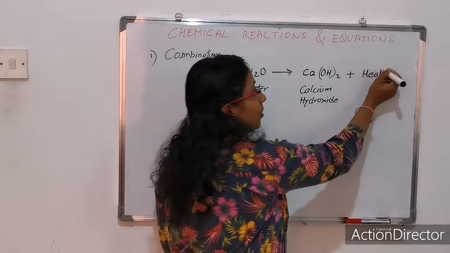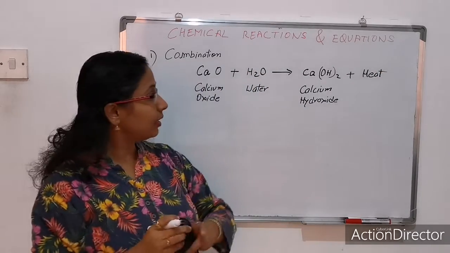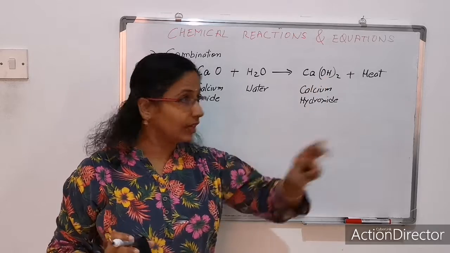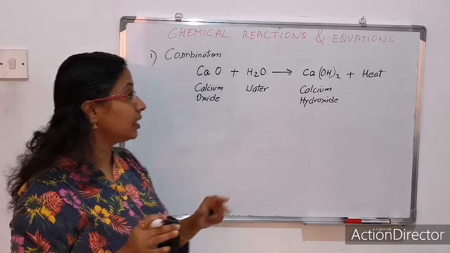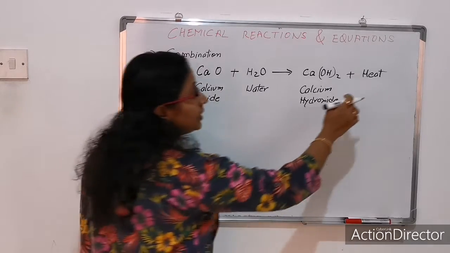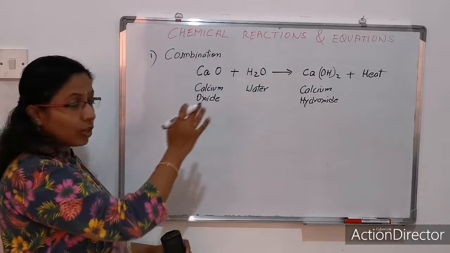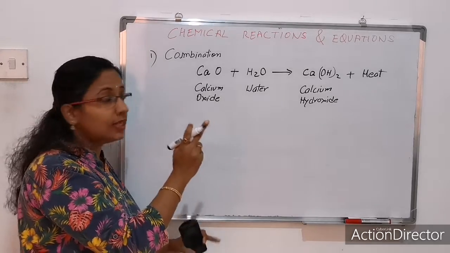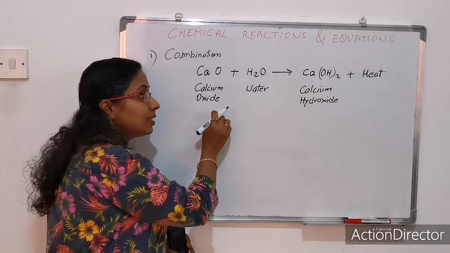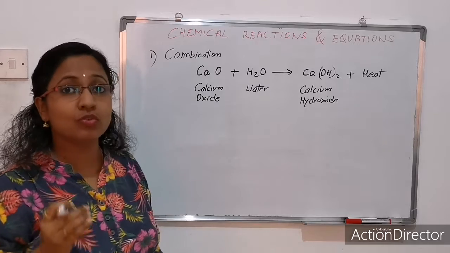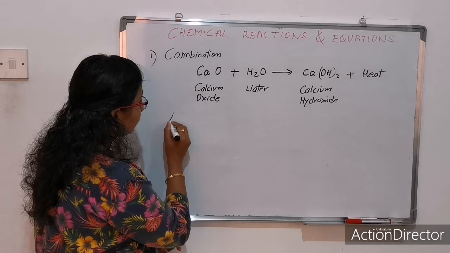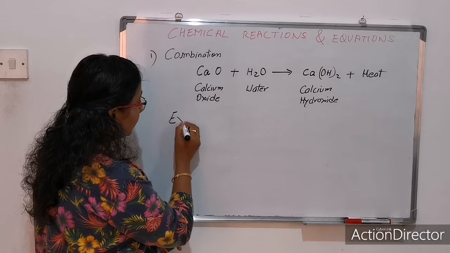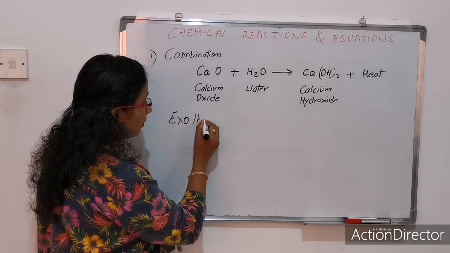Now combination, I said, the product should have only one thing. The compound we are getting is only one. This is heat. Okay, it is heat, it is an energy. Okay, now since this equation gives heat energy, that's why this equation can also be used for exothermic type of reactions. That is for exothermic. Now what is exothermic?